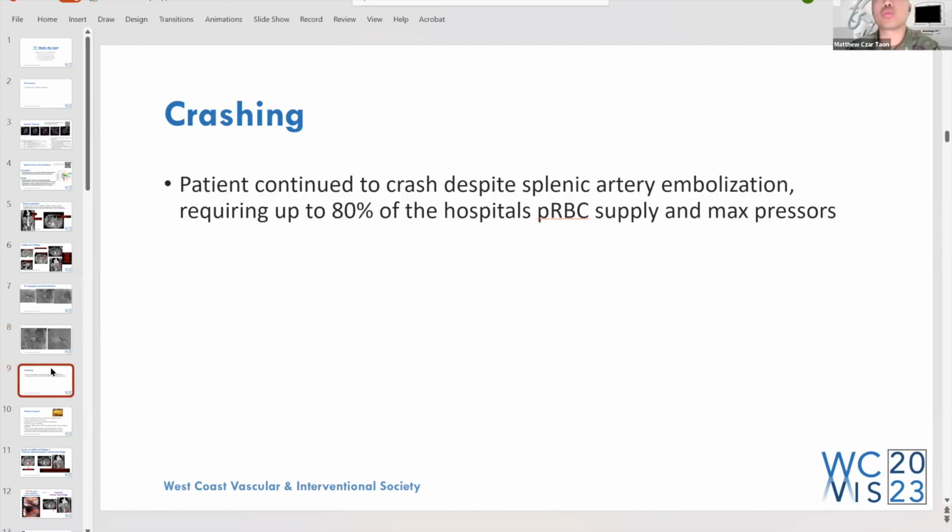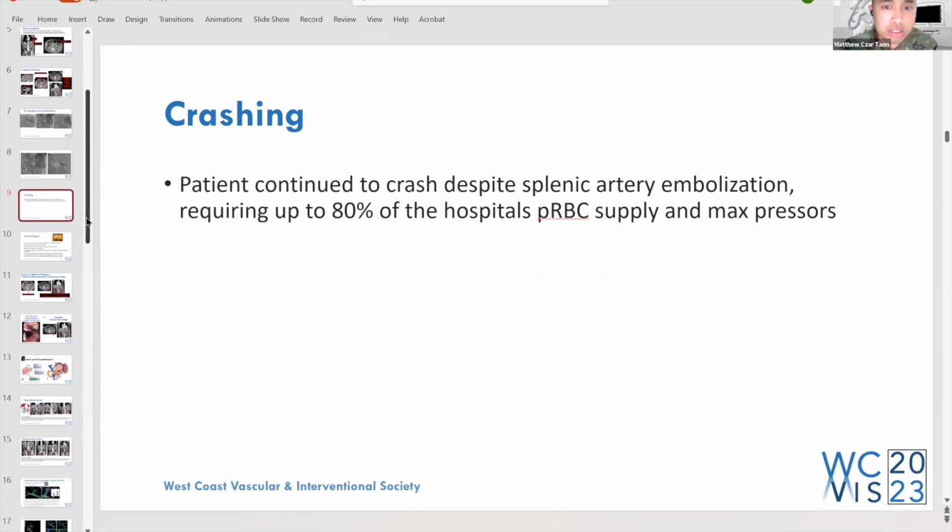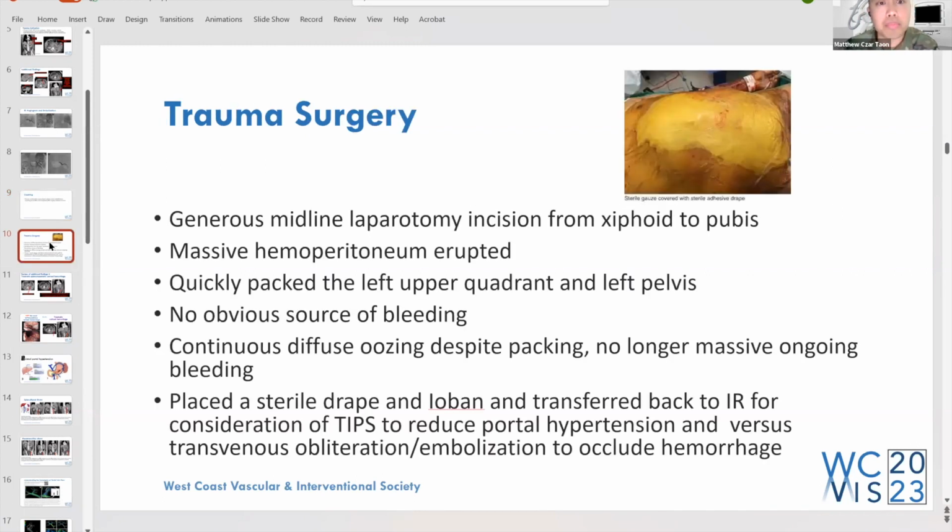However, patient continued to crash despite this splenic artery embolization. He actually utilized 80% of San Antonio Military Medical Center packed red blood cell supply and was still requiring max pressors despite this treatment. So trauma surgery colleagues took him back, midline laparotomy.